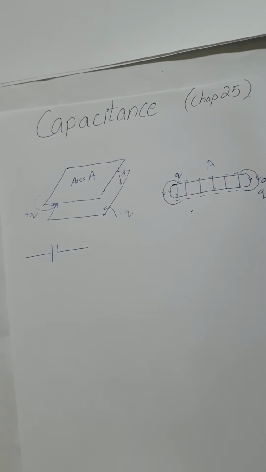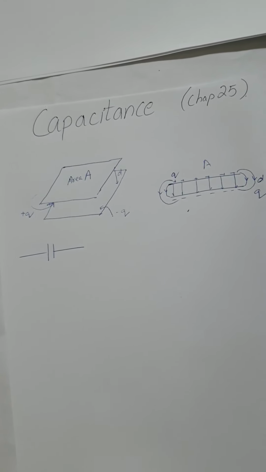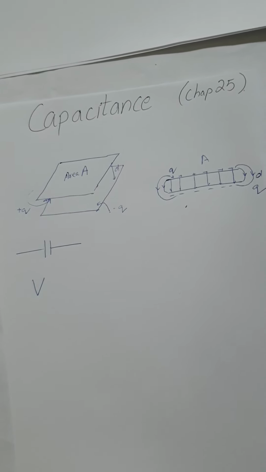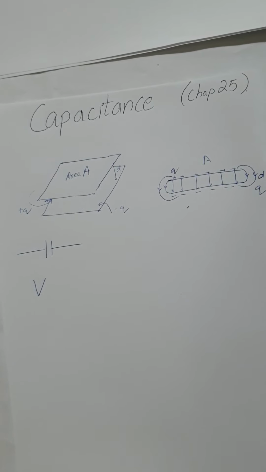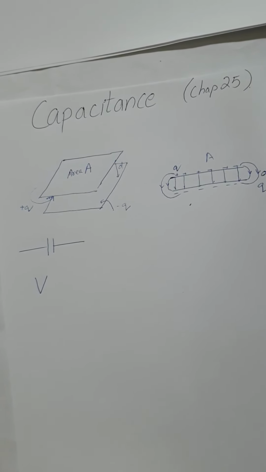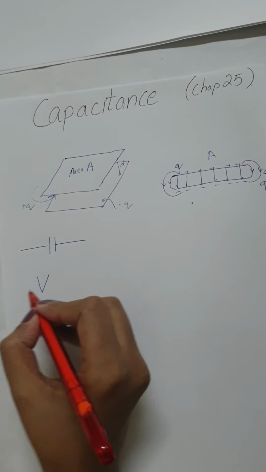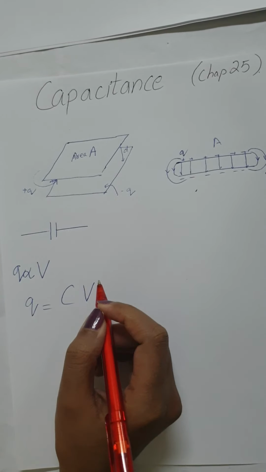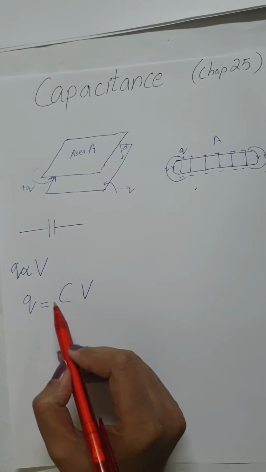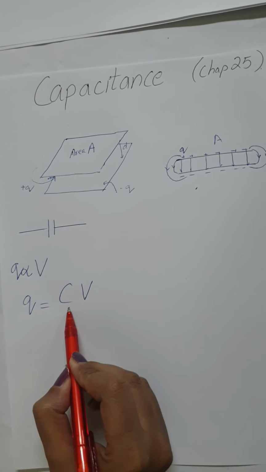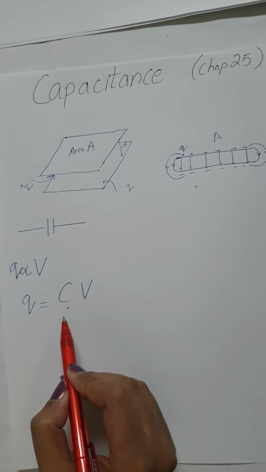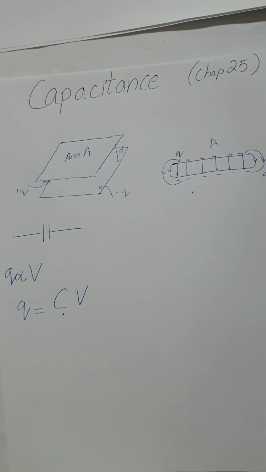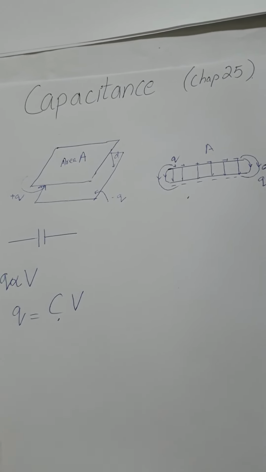For historical reasons, the change in potential is represented by V, not by delta V as we used in the previous chapter. Then the charge Q and the potential difference V for a capacitor are proportional to each other. So Q is proportional to V, and Q is equal to CV. The proportionality constant C is called the capacitance of the capacitor. The capacitance depends on the shape and size of the conductors and on the nature of the insulating material between them. The unit of capacitance is the farad.